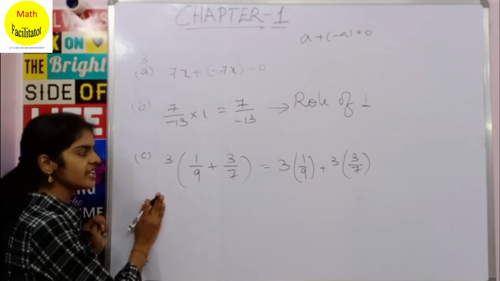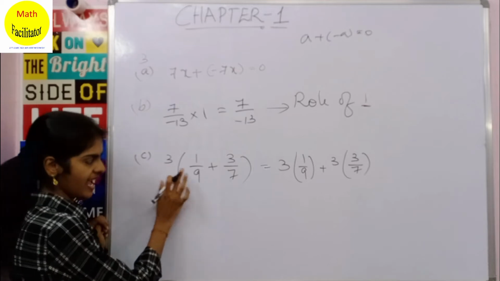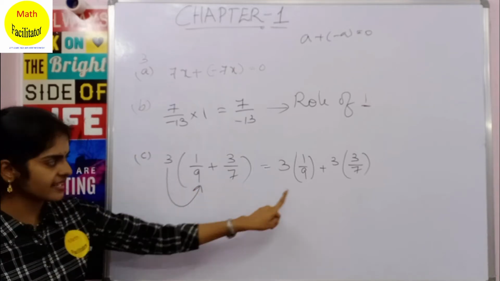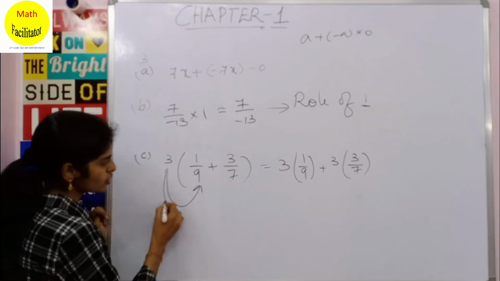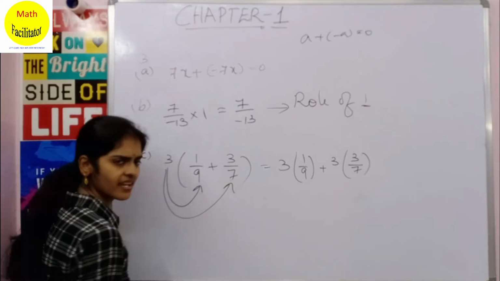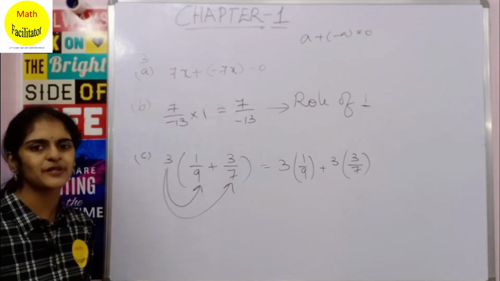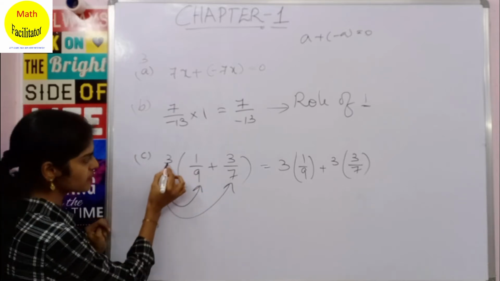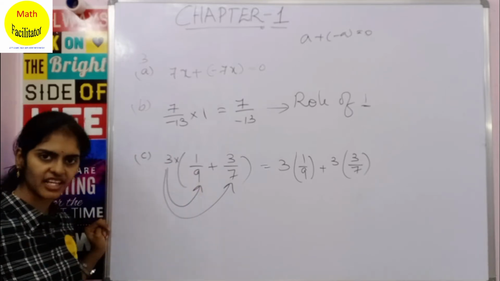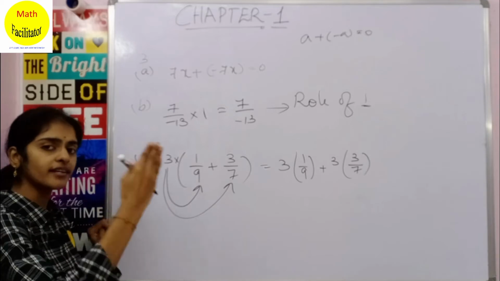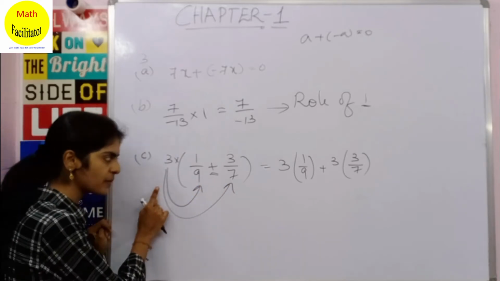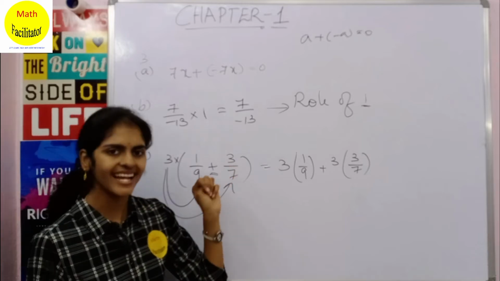Okay, now here you can see that you have a number and something in brackets, and this 3 is distributed to 1 by 9 and this 3 is also distributed to 3 by 7. Nothing but the distributive property of multiplication over addition. What are you multiplying? Over addition you are multiplying. So this is the distributive property of multiplication over addition.